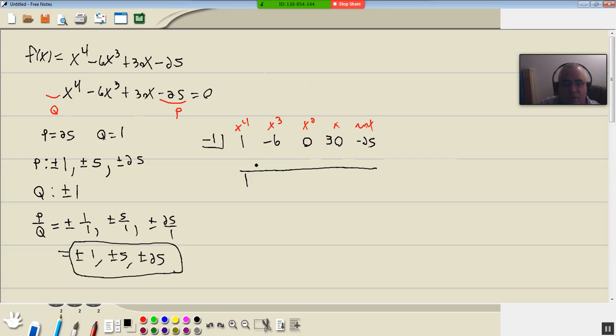Okay, so I'll go through this fairly fast. You need to feel comfortable with synthetic division before you do this process. Of course, having to go through this fairly fast, I might mess it up. Now what we're looking for is a remainder of 0. So negative 1 is not an answer. If we come up with a remainder of 0, that means we found an answer.